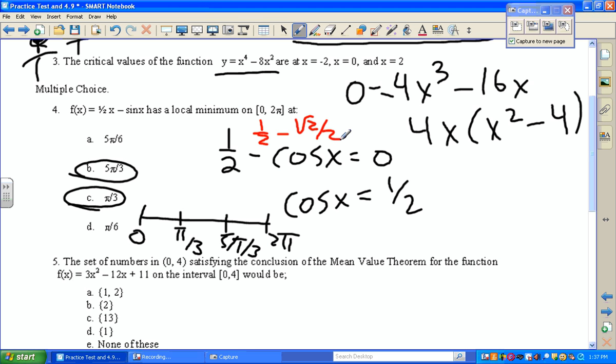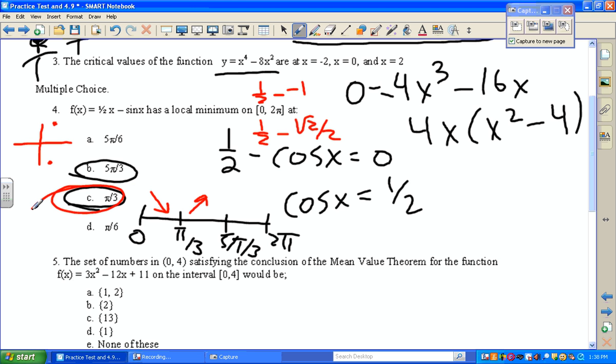But wouldn't what? Well, no, that's in the fourth quadrant. So I think right here it's going to be negative, so it's going to be going down. If I check a point between pi over 3 and 5 pi over 3, I could do pi. That'd be -1, wouldn't it, for the cosine? So 1/2 minus -1, positive, increasing. Oh, there's a minimum at pi over 3. So that'd be my answer.